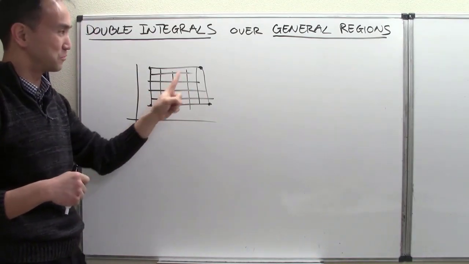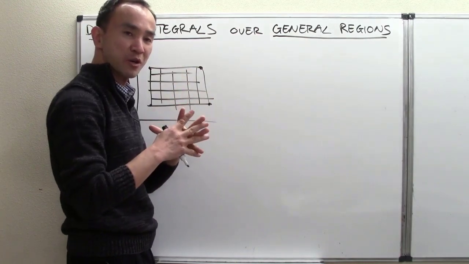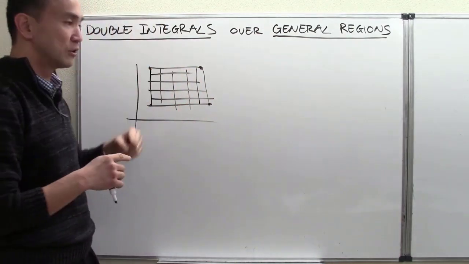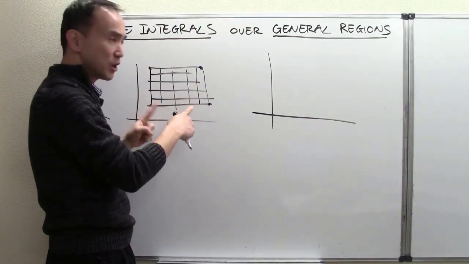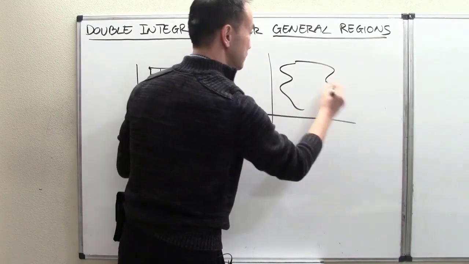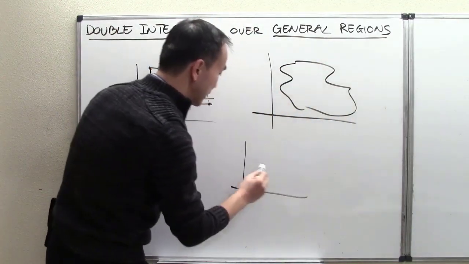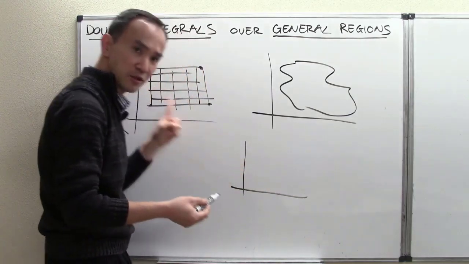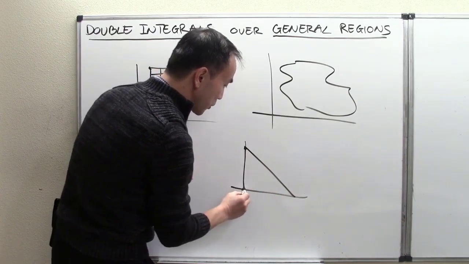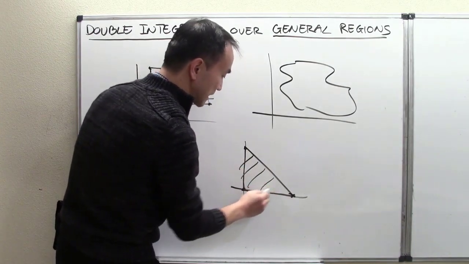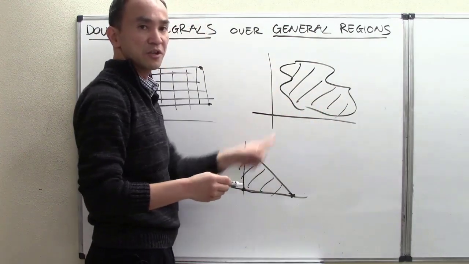Now, general regions means we're studying double integral problems where the region we're looking at is no longer rectangular. A region can be like this, a general region, or a region like this, basically anything that is no longer a rectangle. You can look at simply a triangle, a region like that. We consider all of these as general regions.